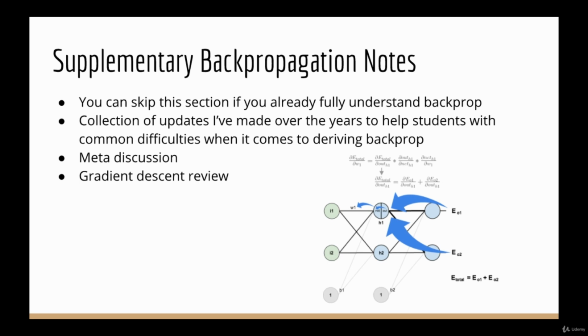So what's covered in this section? This is really just a collection of updates I've made to the course over time, to help students out who are having particular difficulties. So there are some mechanical lectures to help you get through the hard parts of backprop. There's also some meta discussion about why you need to know backprop and how it can be useful when you're tuning a neural network in the future. There's also a background lecture on gradient descent if you don't remember how that works. So if you need some extra help understanding backprop, this section is for you. Otherwise, feel free to skip it.